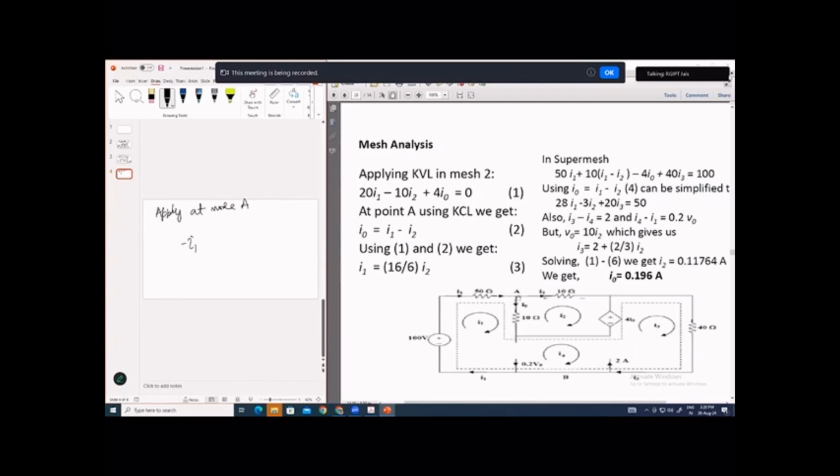So minus I1, it is incoming to node A. Again, I0 is outgoing, so plus I0. Again, I2 is outgoing, so plus I2. That will be equal to 0. So you can write I0 is equal to I1 minus I2. This gives us a relationship between I0, I1 and I2.